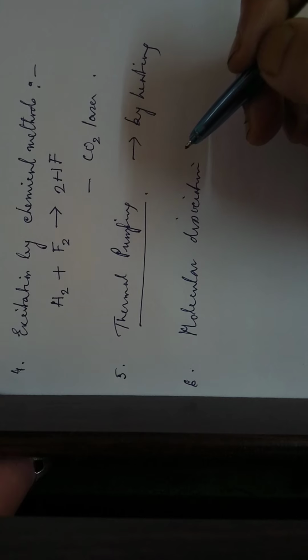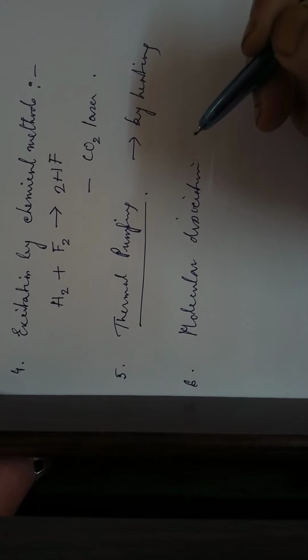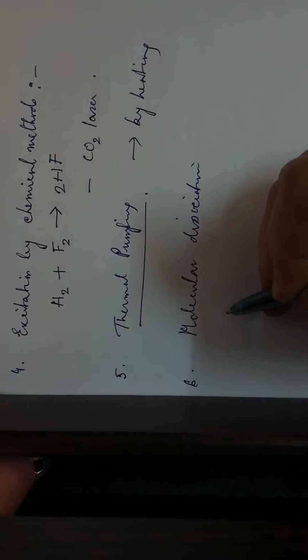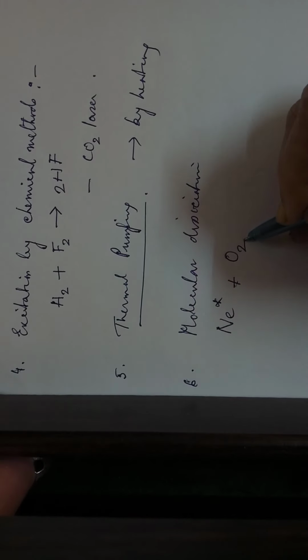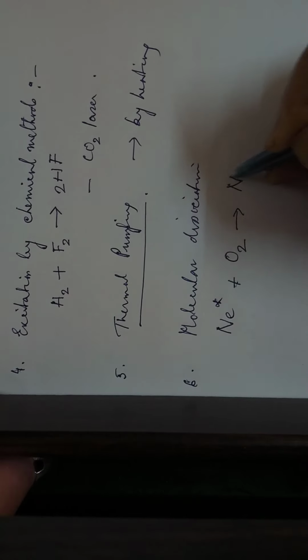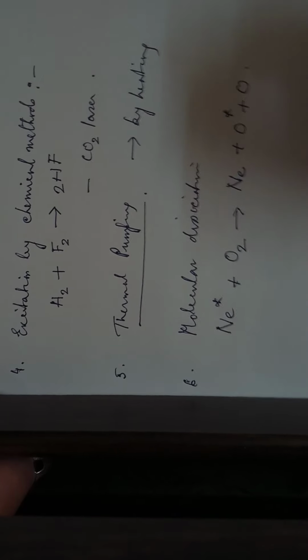Here basically an excited atom will collide with a molecule. The molecule will get dissociated, and the dissociated molecule will then go to the excited state to produce population inversion. For example, in the neon laser, neon is in an excited state. So if you have neon star in an excited state, it collides with an oxygen molecule. It gives up its energy such that oxygen goes to the excited state and breaks up in this manner.